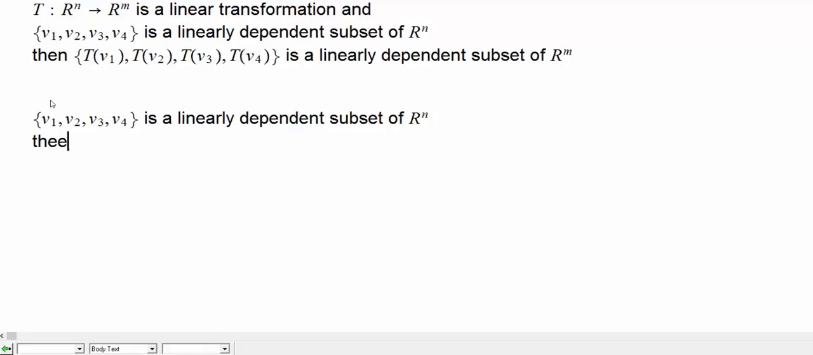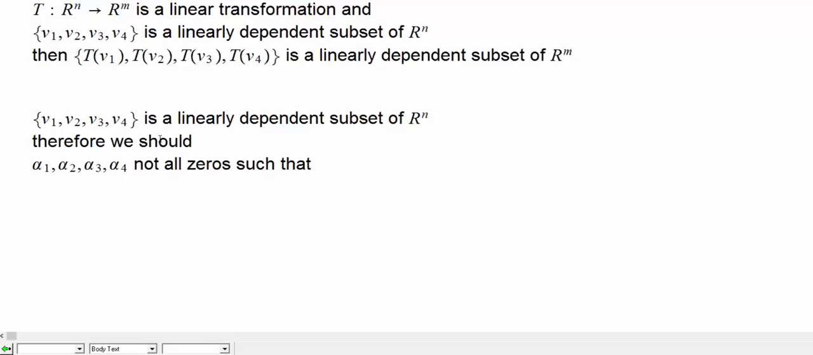So I meant actually, therefore, we should be able to find these scalars, alphas, which are not all zeros, such that this linear combination of these vectors v1, v2, v3, v4 with the scalars alpha 1, alpha 2, alpha 3, alpha 4 will be 0.